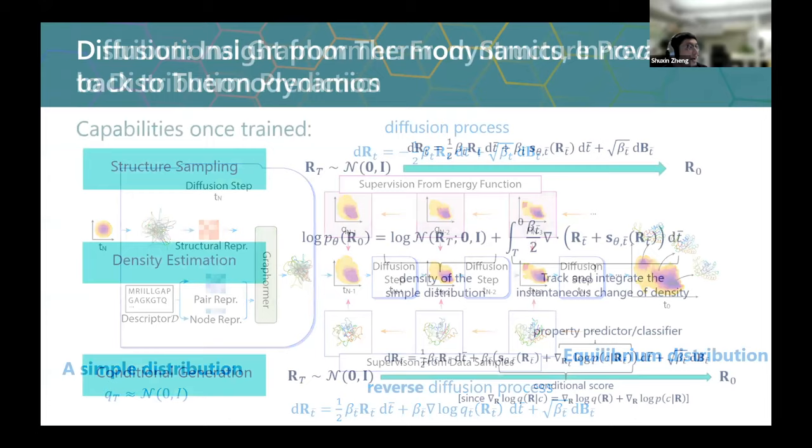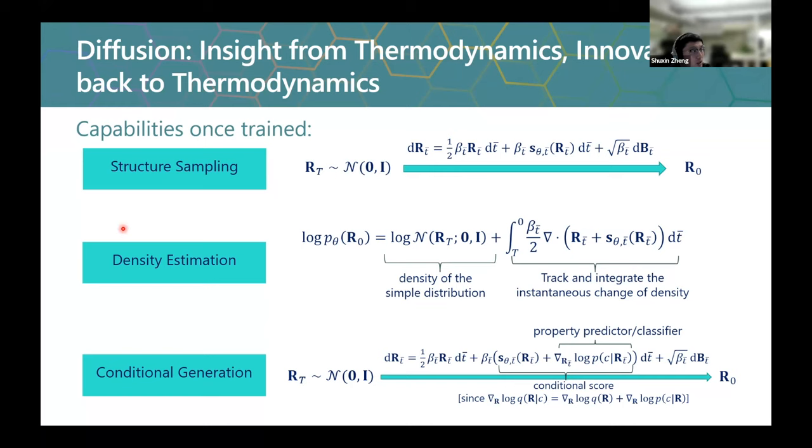I will talk about how this model is trained later, but I hope to talk about one thing first. That is, once we have trained this model, what can we get? In fact, we can get three things. Each of them is very exciting. The first thing is what I just mentioned. We can use the reverse diffusion process for sampling, that is, directly generate structures that conform to the equilibrium distribution. The second thing is density estimation, which is also very important.